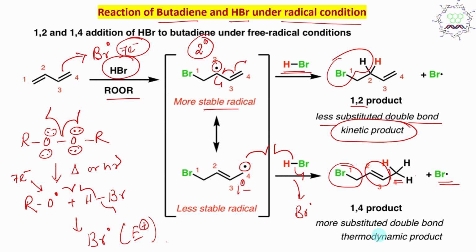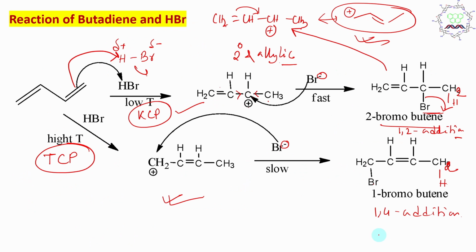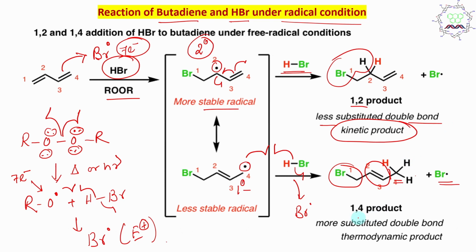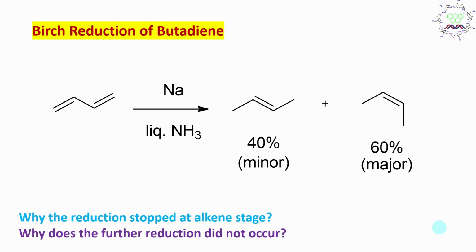So that's why, I guess, in the previous case also you may have had this doubt about why this is the KCP. It is less substituted. Clear now? So this is the more substituted double bond, and this is TCP or thermodynamic control product or more stable product. So this is the addition reaction.